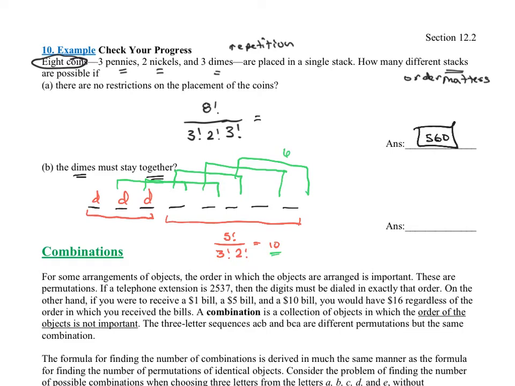There's 10 different ways I can arrange the other 5 coins. So if I multiply those together, 6 times 10 would give me a total of 60 different ways that I could arrange the 3 dimes together with the 5 other coins anywhere I wanted throughout the stack. 60 total distinct ways.